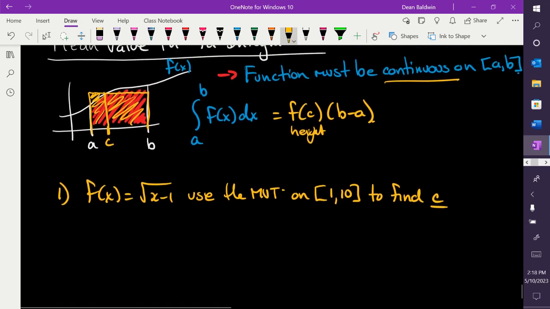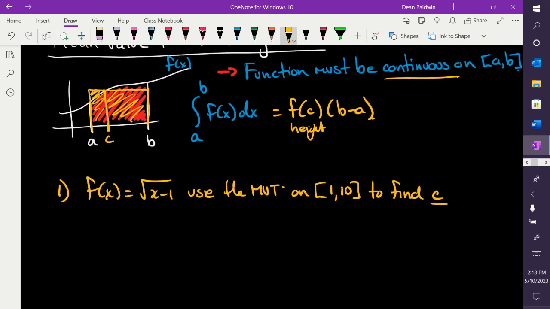Okay, so what does the mean value theorem say? It says the integral from a to b, so from 1 to 10, of our function root x minus 1 dx equals f of c times b minus a. Our b and a are this.